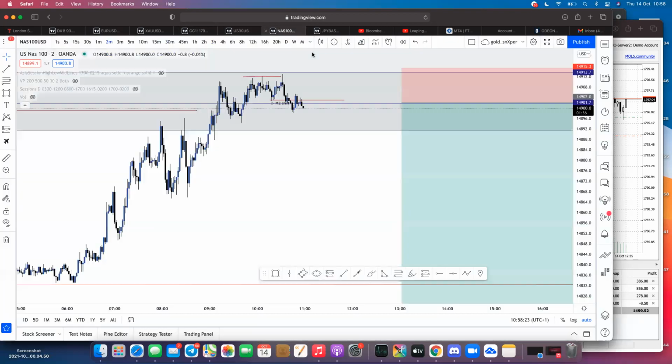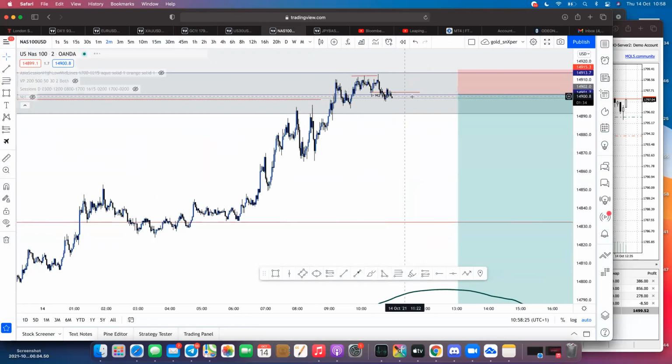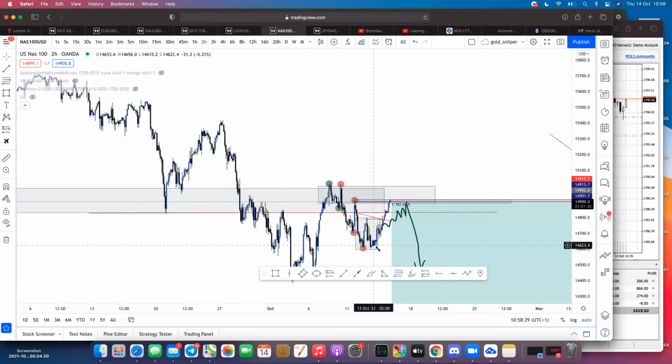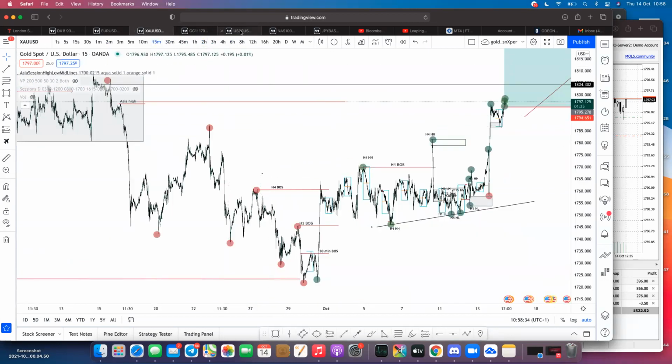I think our NAS trade is dropping as well. Lovely. Look at that. Isn't that beautiful? Yeah. This is why structure is the cornerstone of your trading plan. Without it, there's no framework for what you're doing.